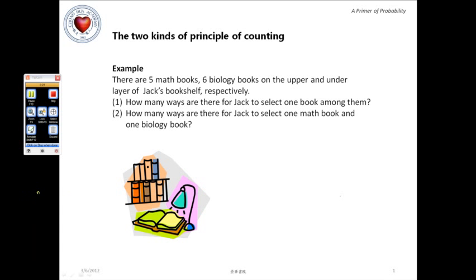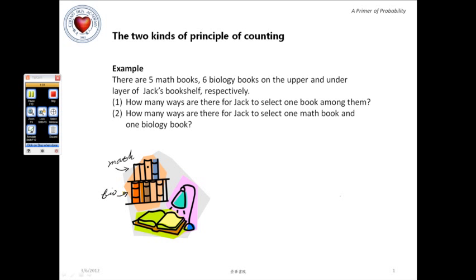There are 5 math books and 6 biology books on the upper and under layer of Jack's bookshelf, respectively. Math books on the upper layer, bio books on the under layer. Question 1. How many ways are there for Jack to select one book among them? Question 2. How many ways are there for Jack to select one math book and one biology book?